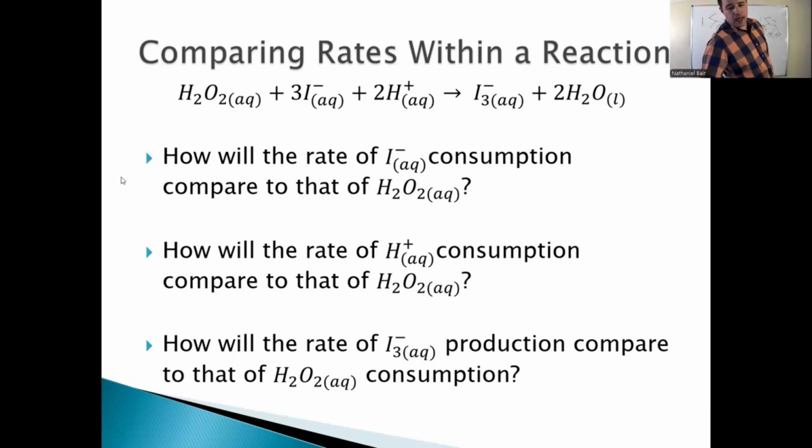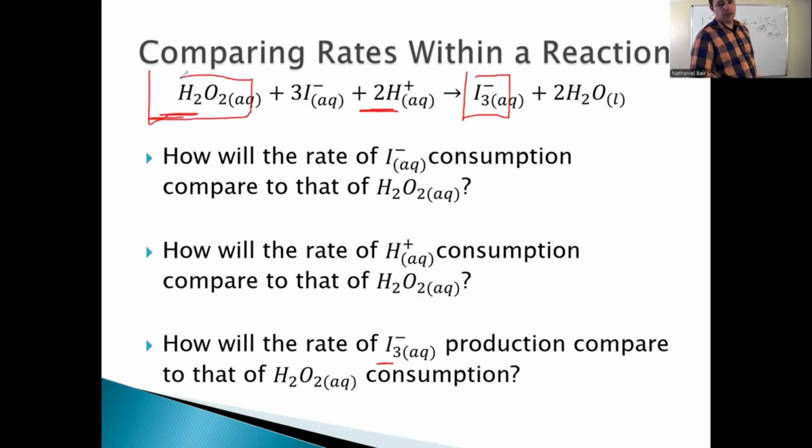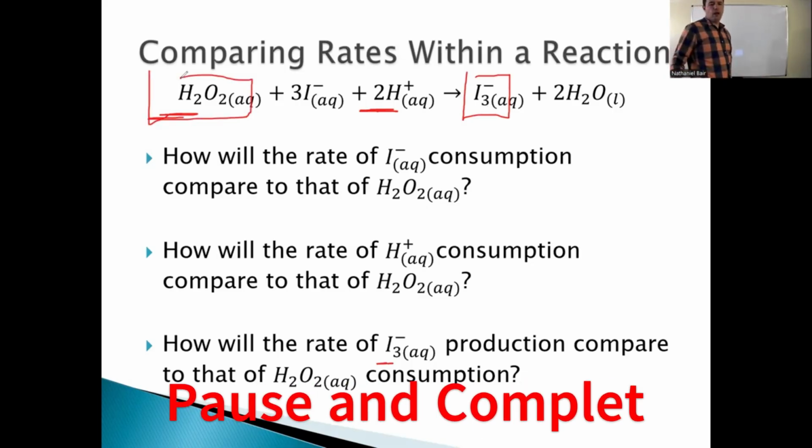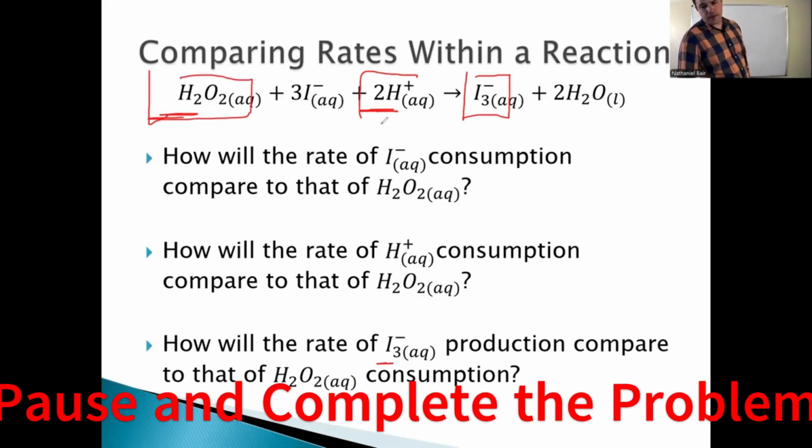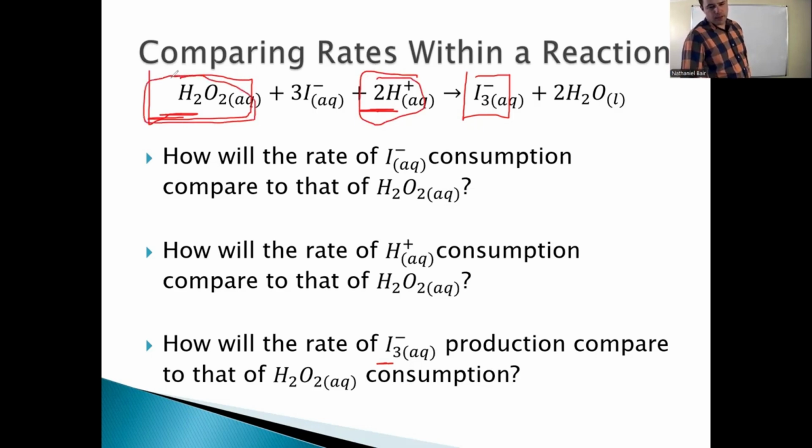How about the H plus? How will the consumption of H plus compare to the consumption of hydrogen peroxide? Think about that. And then once you're done thinking about that one, how will the rate of the triiodide ion, that's a product, how will the rate of the triiodide production compare to the hydrogen peroxide consumption? Think about those two for a second. Well, the H plus ion is going to go down twice as fast as the hydrogen peroxide. I need 2 H pluses for every 1 hydrogen peroxide, so it's going to go down twice as fast.